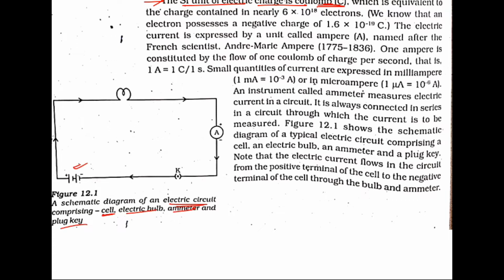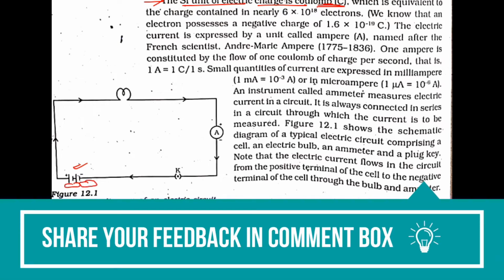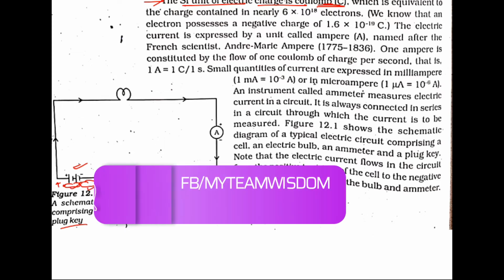For example, this is one battery and this is another battery connected in series. This is plus and this is minus. If two batteries are connected like this, you can say two cells are connected in series. So this is one battery.